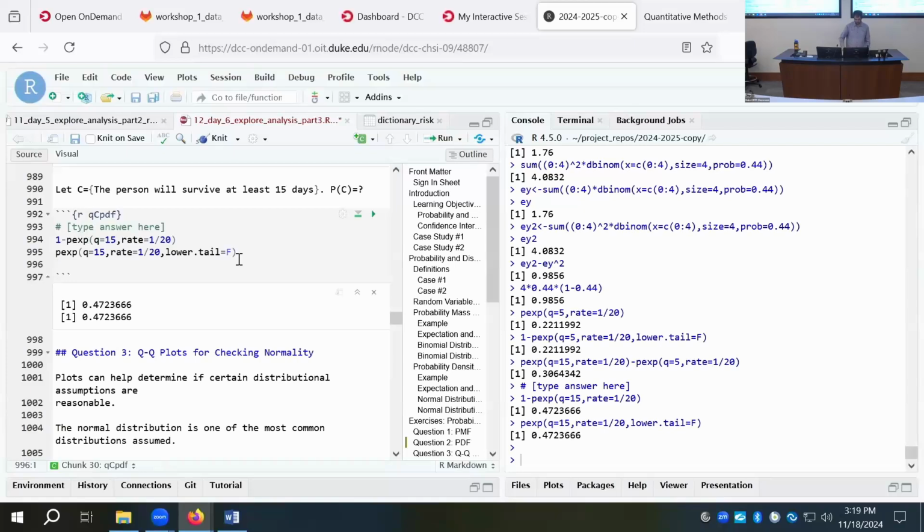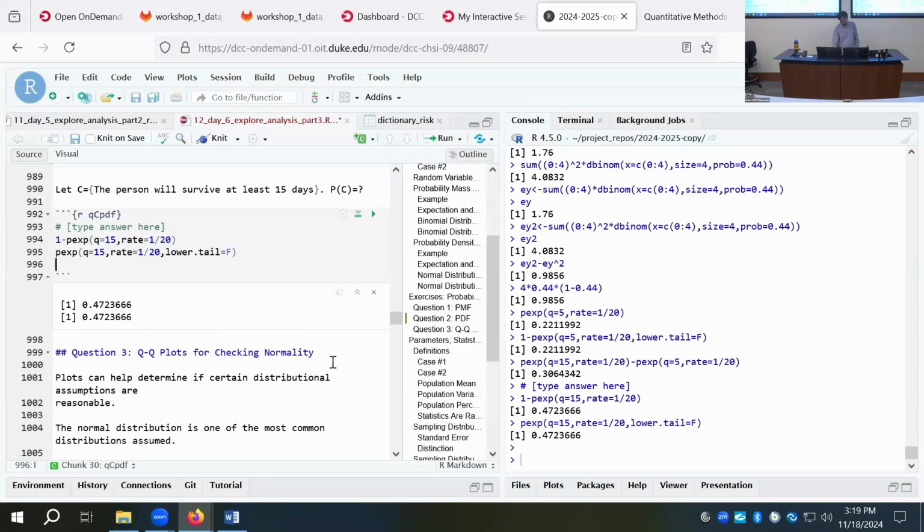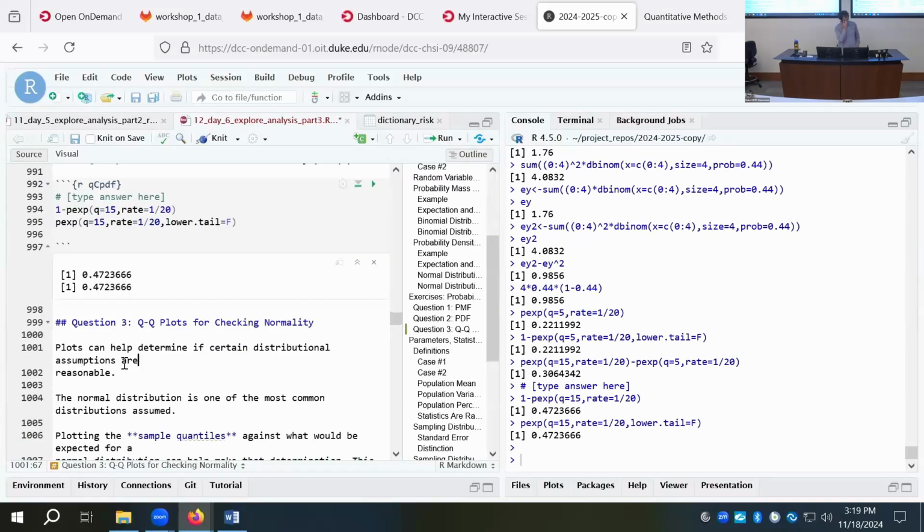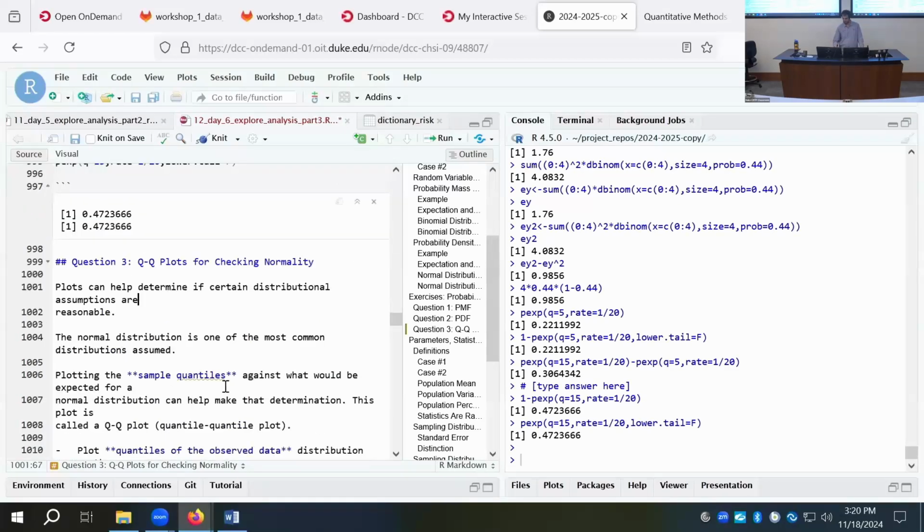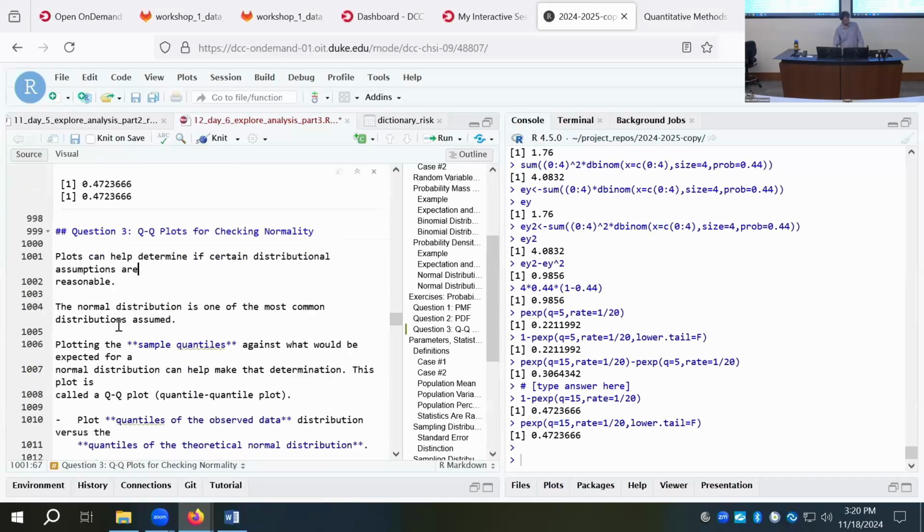All right. So next up, we're going to talk about some QQ plots. These can help to determine whether or not distributional assumptions are met. So basically, you take your data and compare it to a normal, and the quantiles should be about the same. So you plot the sample quantiles against what would be expected from a normal distribution to help you determine whether or not your data is actually normal.